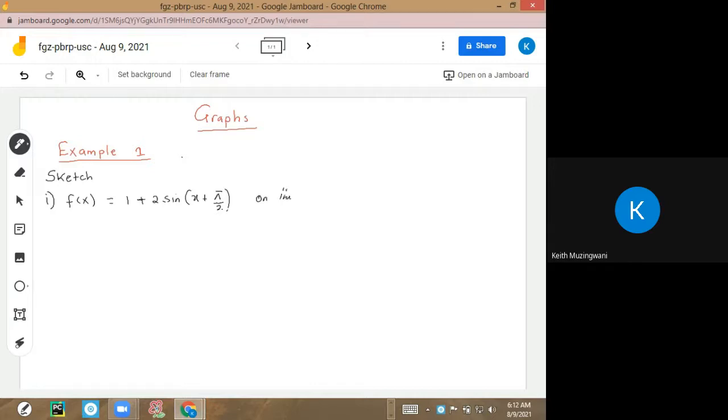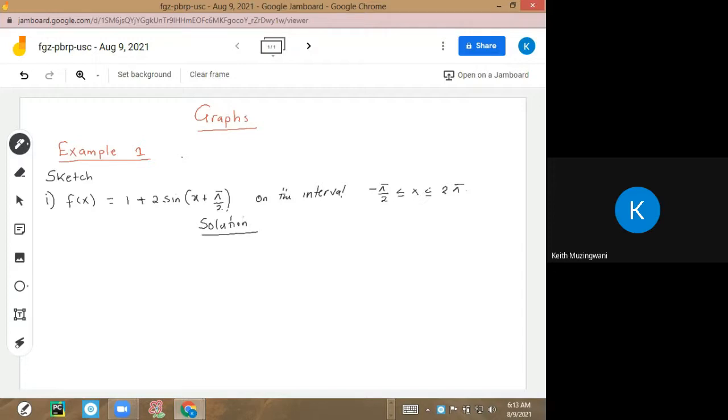on the interval, negative pi over 2 less or equal to x, less or equal to 2 pi. So we have a detailed sketch.